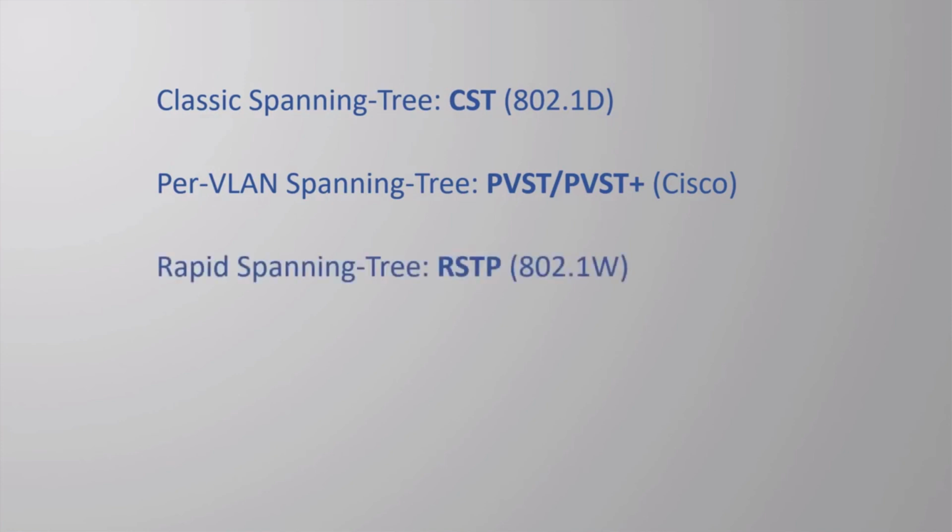The next standard to come along was Rapid Spanning Tree, or 802.1W. This was standards-based, so all vendors could use it. This standard still treats all VLANs the same, like Classic Spanning Tree does, but it changes the way the port states work as well as their timers. It no longer takes 50 seconds to bring switch-to-switch links up.